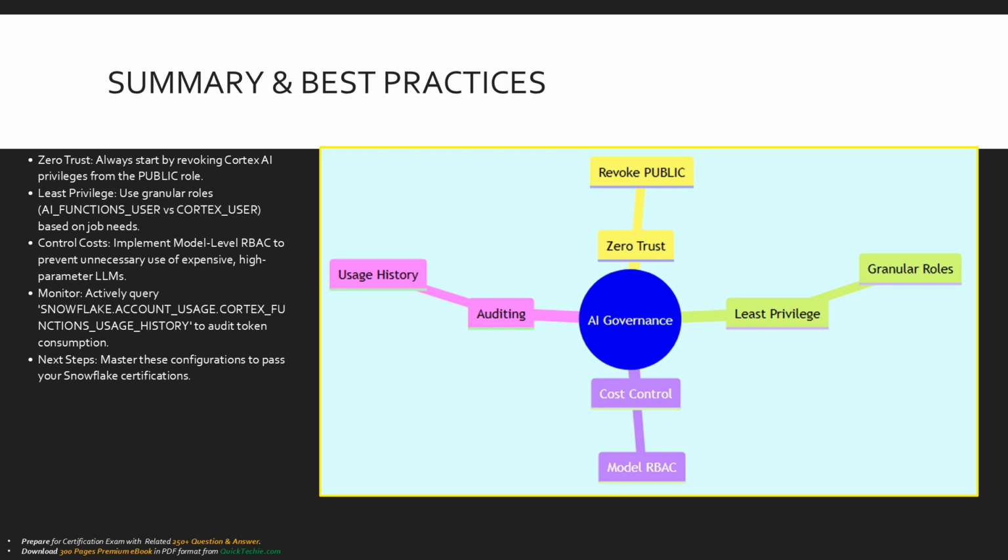To wrap up, remember these core tenets. Start with zero trust by revoking AI privileges from the public role. Always enforce the principle of least privilege by choosing the exact database role your users need. Don't just give everyone full Cortex user access. Actively manage your compute spend by leveraging model-level RBAC to restrict massive LLMs. And finally, constantly monitor your environment using the Cortex Functions Usage History View to audit token consumption. By mastering these concepts, you become an invaluable asset to your data team.